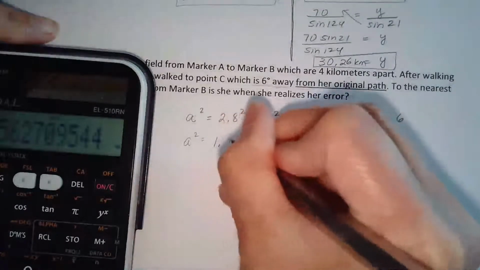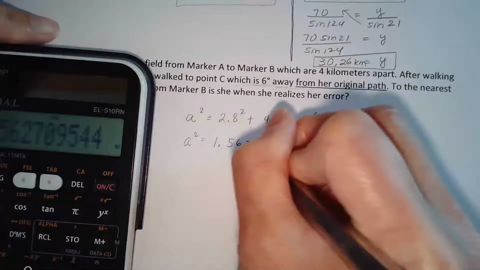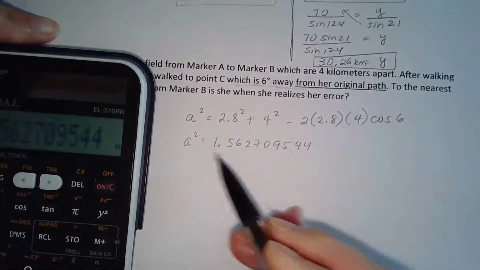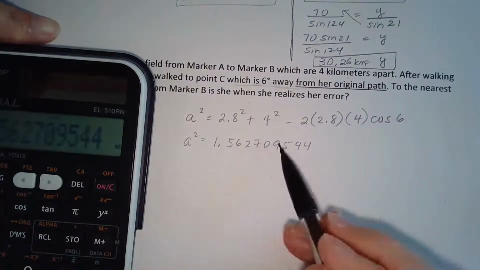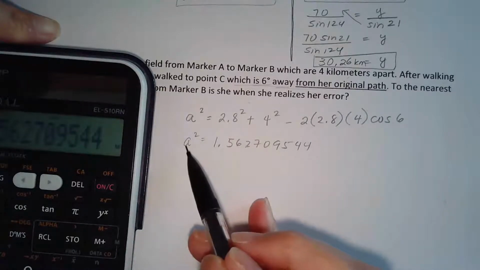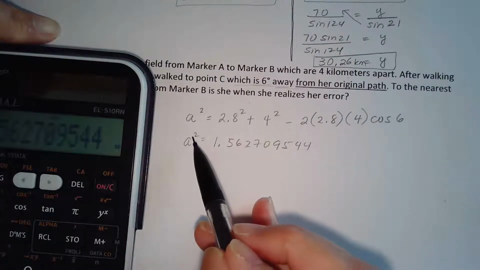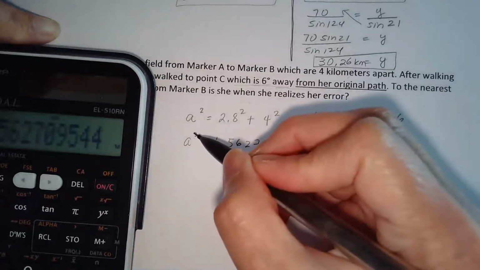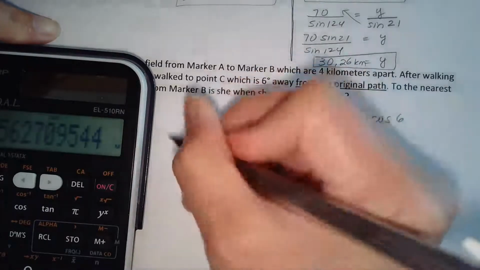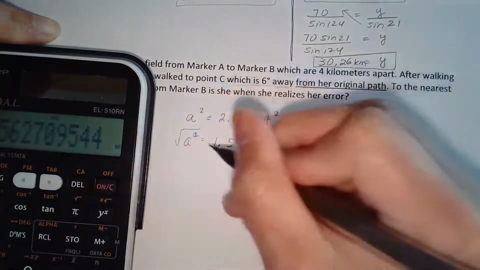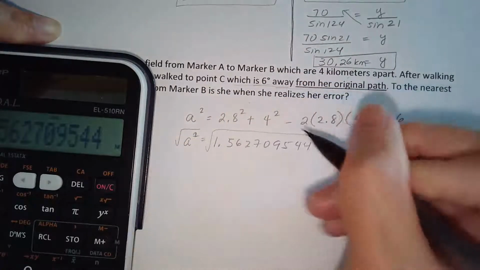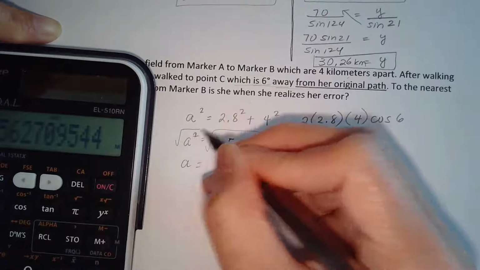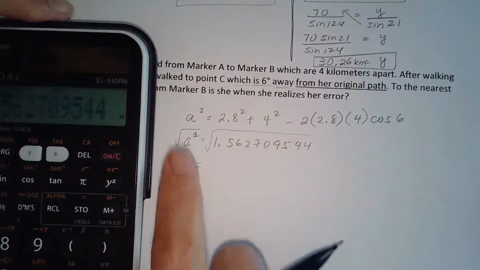I got 1.562709. Okay, now that's not really my answer yet. I have to do one more step because this is a squared. What we need to do is just the a. So how can we get rid of the squaring? To get rid of the square, we have to take the square root. So once I take the square root, I'm just left with a. Okay, so no more square, so just a.